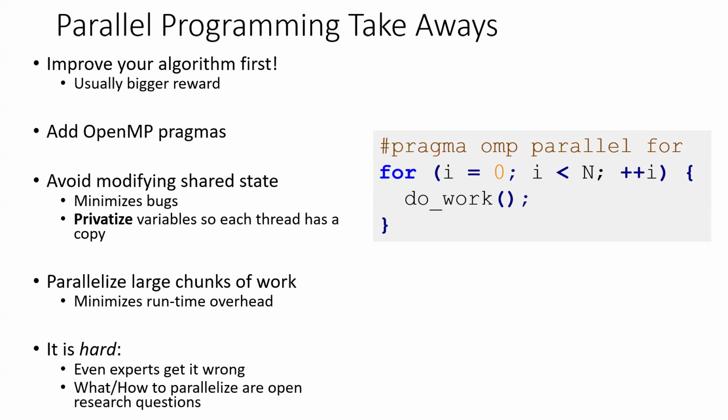And try to privatize all of the variables needed, so each thread has a copy and they are not interfering with each other. Only parallelize large chunks of work because creating threads has overhead. It is hard to choose whether to parallelize or not. Even experts get it wrong, and it's still an open research question to know what and how to parallelize. So attempt this at the very end of milestone 4.